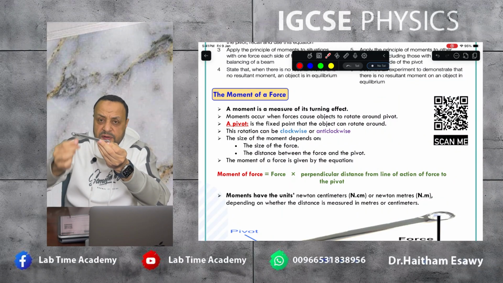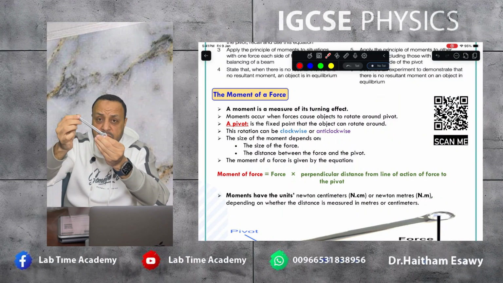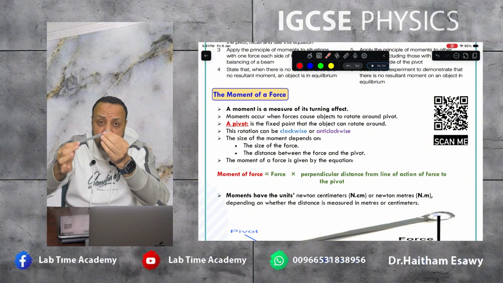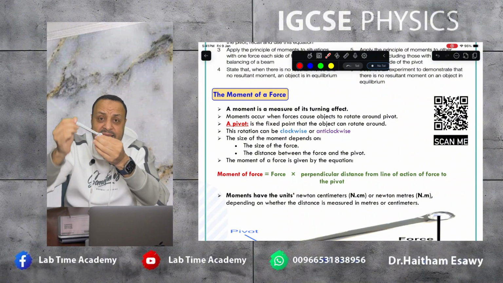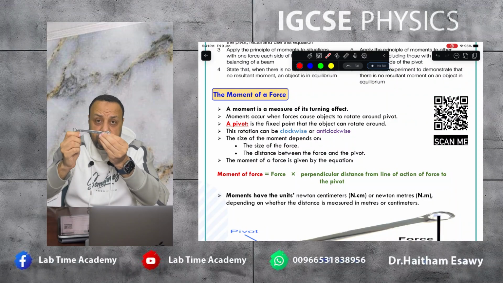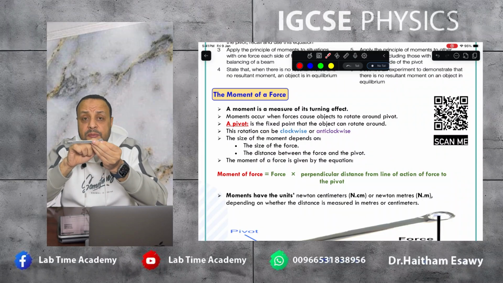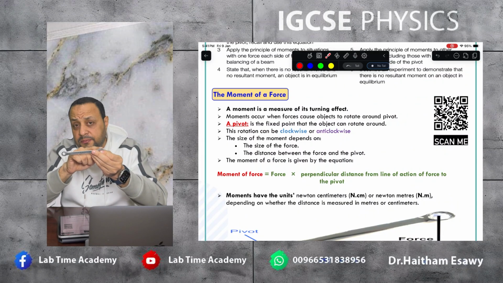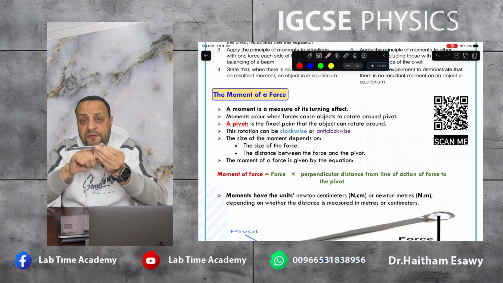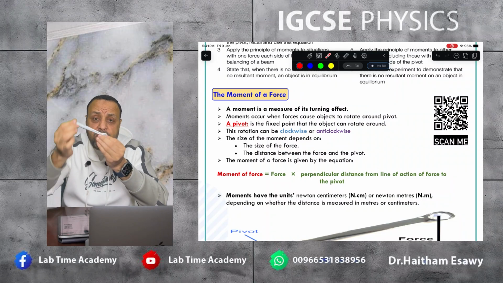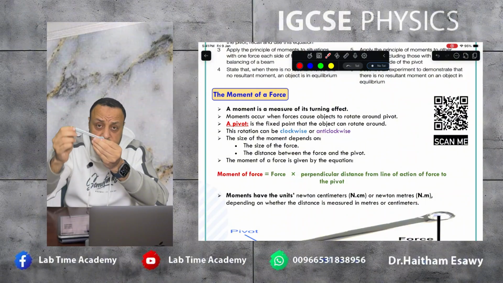So now a force is applied here, and the spinner will rotate around this fixed point. This is the moment of force. What about this fixed point? We can name it the pivot or fulcrum. The pivot or fulcrum is the point around which the object can rotate.